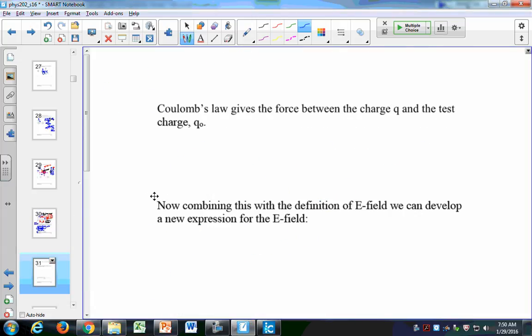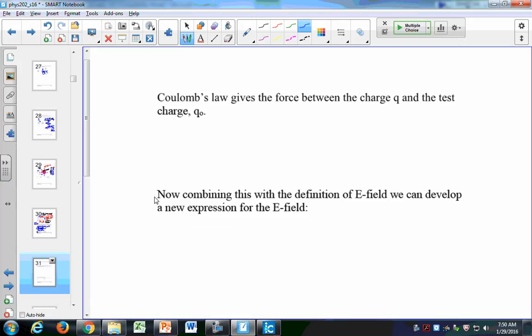Okay, so we can have a different expression for the electric field. The electric field is really just based on Coulomb's law. How we determine the electric field is based on Coulomb's law, because Coulomb's law is really the underlying law regarding all these equations. We just use the electric field to describe the force that a charge feels. So Coulomb's law gives the force between the charge Q and the test charge. Remember, Coulomb's law was F equals KQ, Q over R squared. But now we're going to have a Q naught here. So remember, this is our imaginary test charge. But we're just going to use it to help derive an expression for the electric field.